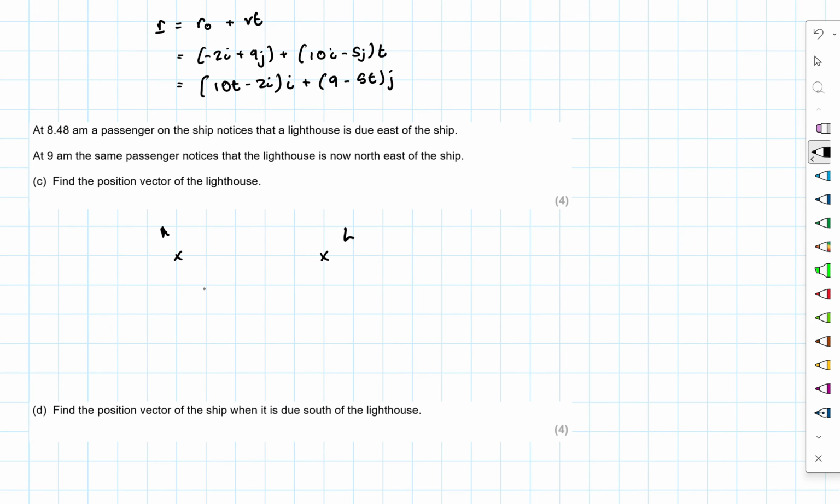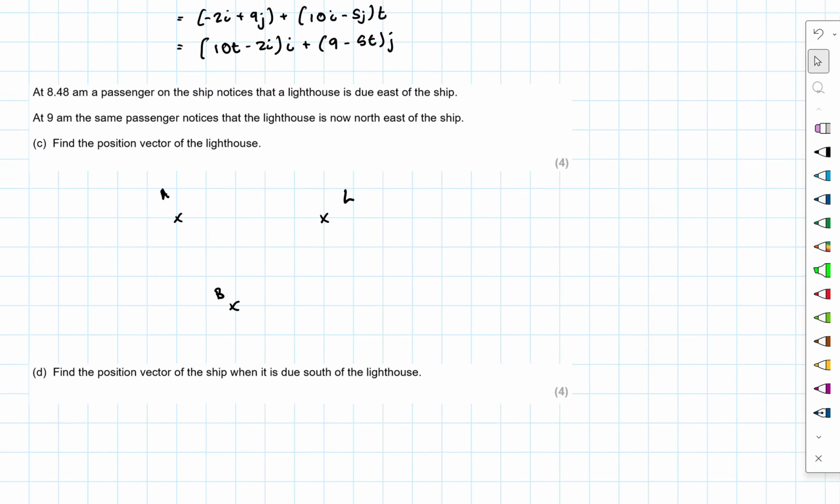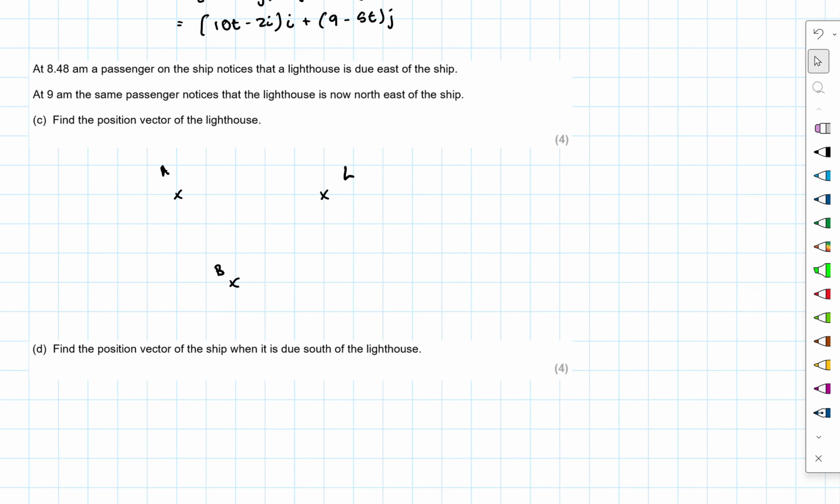But later on, the ship is due southwest of the lighthouse, or the lighthouse is due northeast of the ship. And I'm using my squares here, but I'm making sure that I actually try and draw it so that it is northeast. The closer your diagram looks to real life, the more effective it will be. And in this case, it is really important because it allows us to spot a couple of things that will help us with the question.